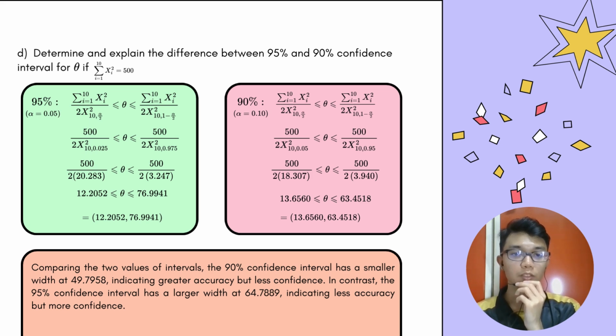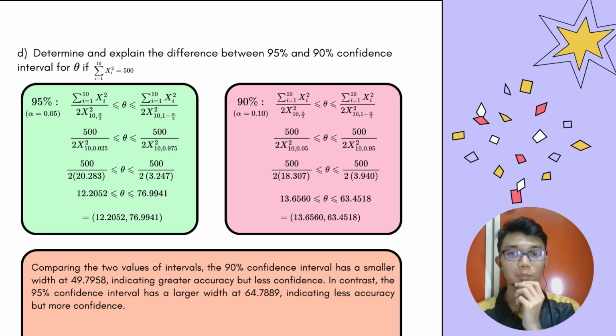20.483. While for the chi-square value with a degree of freedom of 10 and the alpha value of 0.975, we get the value of 3.247 from the table. So we divide 500 over 2 times 20.483 and we get a value of 12.2052. On the other side, 500 divided by 2 times 3.247 and we get a value of 76.9941. So theta will be between 12.2052 and 76.9941 for the 95% confidence interval.